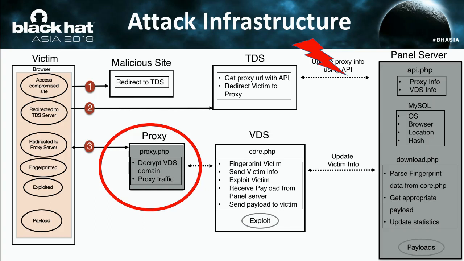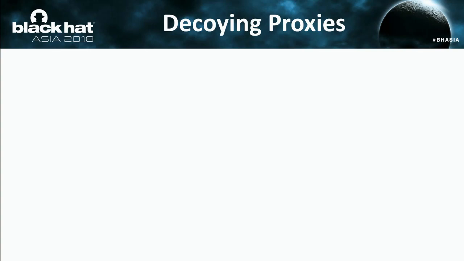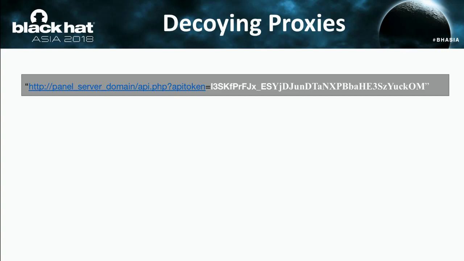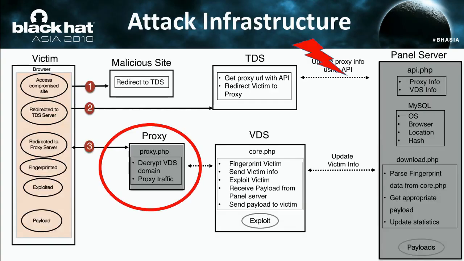Before that, let me give you an explanation of how we will go about the attacks. We can actually decoy the proxy server domains or IP addresses. So this is the API URL, and this API URL is actually used here.